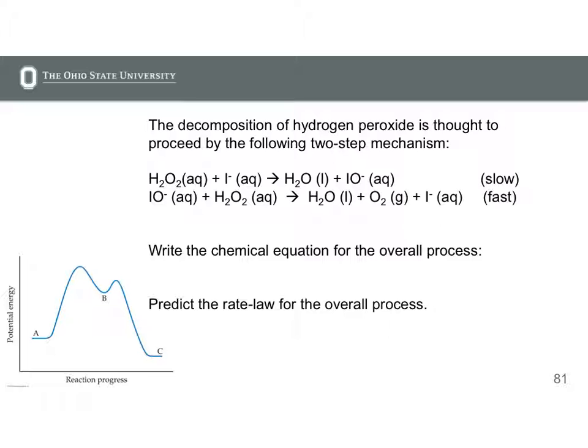So here's another example. I'm going to let you all try this. So we have the decomposition of hydrogen peroxide, and it is thought to occur through a two-step mechanism. You have a slow first step and a fast second step. So I want you to write the chemical equation for the overall process and then predict the rate law based on the facts that you know. Just take a couple minutes.